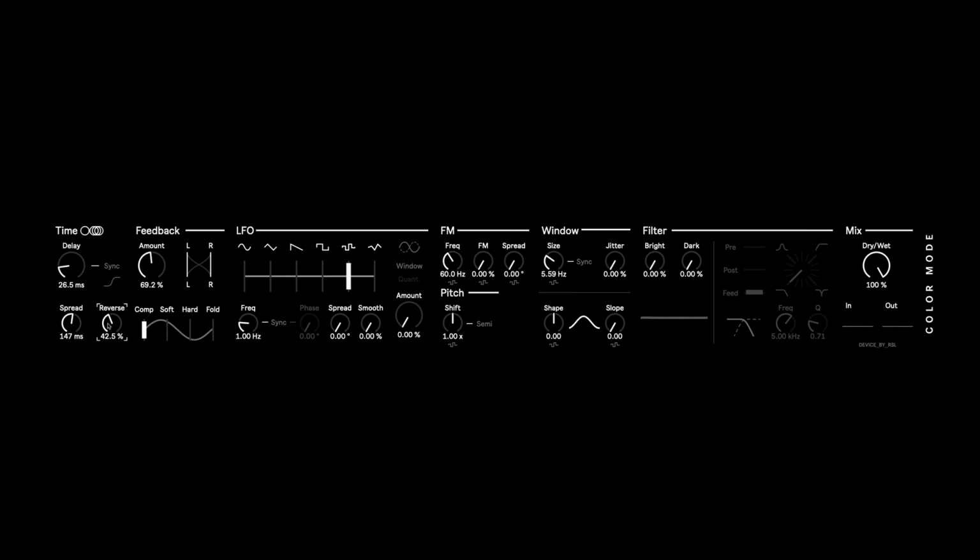In BELAY we have two filters. First filter is this bright and dark filter, which adds a low shelf and a high shelf filter to the signal. This filter is located inside the feedback chain.